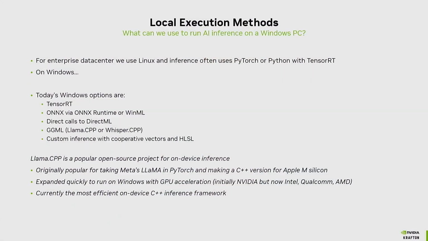There are many frameworks nowadays, including the same data center-based TensorRT. You can have ONNX Runtime with Windows ML. You can just directly use DirectML. Or we have other frameworks like llama.cpp or whisper.cpp to run GGML locally. And nowadays, we may even have a path to run local inference within HLSL with the cooperative vectors extension.